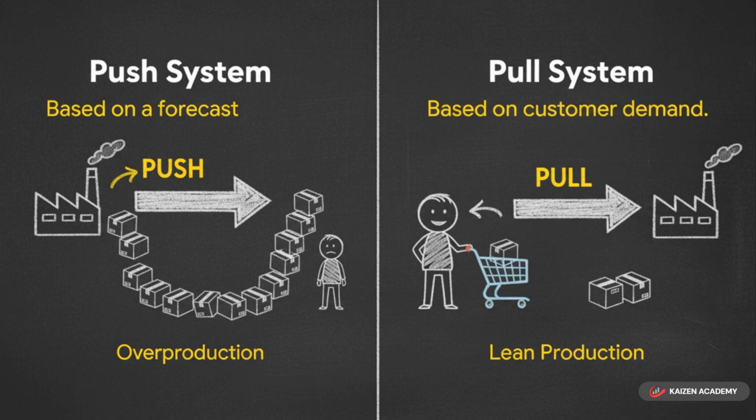This slide just perfectly shows the 2 different ways of thinking about it. You've got the old school push system, where you just make stuff based on a guess, a forecast, and push it down the line. That's why you see that guy drowning in inventory. But then you have the lean pull system. Here, nothing, and I mean nothing, gets made until the customer at the very end of the line actually asks for it. It's totally driven by real demand, not a forecast.